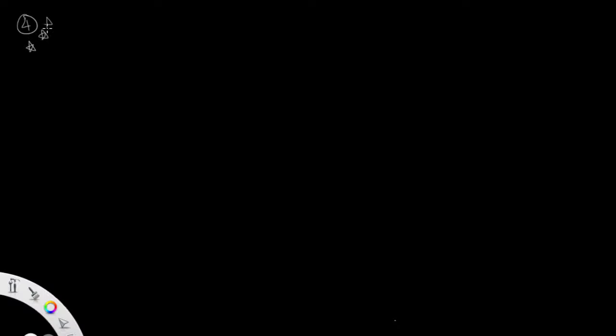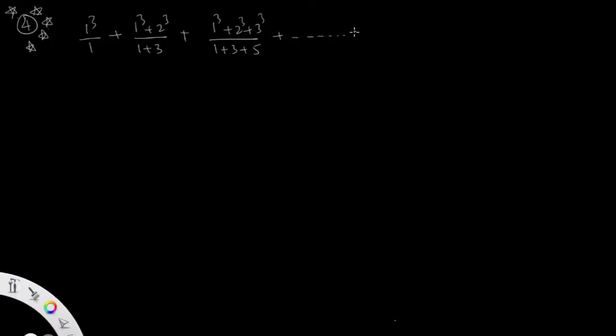Most important question. This is 1 cube by 1, plus 1 cube plus 2 cube by 1 plus 3, plus 1 cube plus 2 cube plus 3 cube by 1 plus 3 plus 5, and so on, simplified up to n terms, which equals n by 24 into 2n squared plus 9n plus 13.